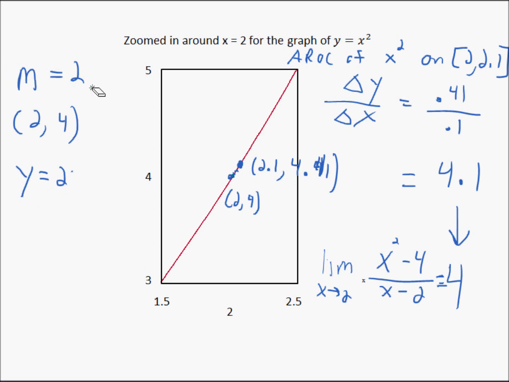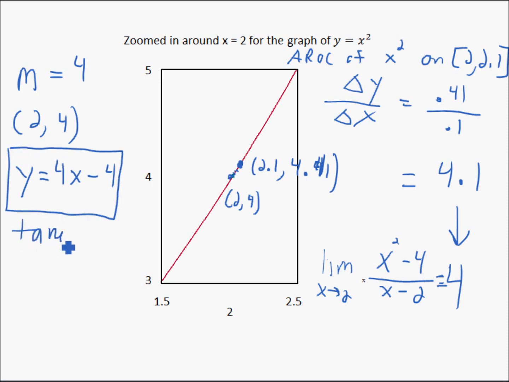oh my god, I'm probably thinking I'm crazy. It has a slope of 4 and has to go through the point 2, 4. Well, that line is just 4x minus 4. There we go. This line has a special name. This is called the tangent line to the function, which is x squared, at x equals 2.